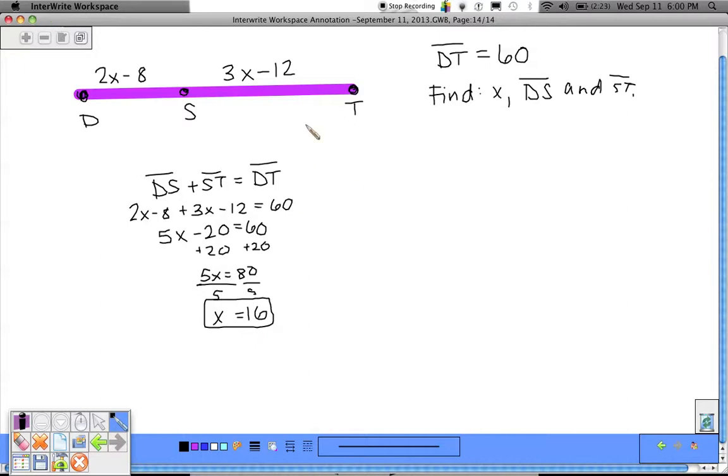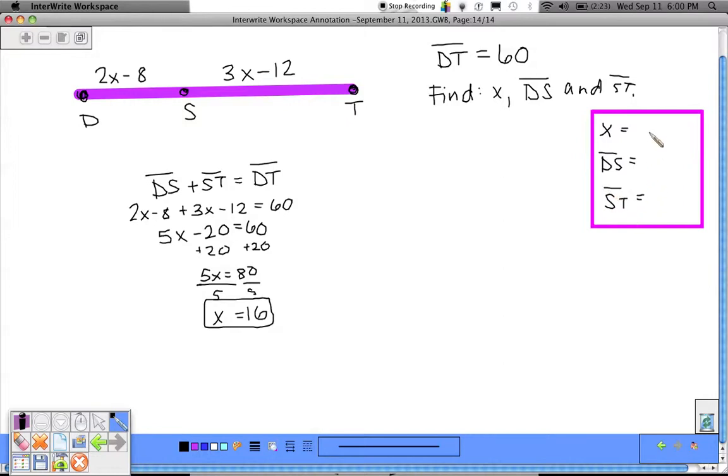Okay? And whenever you have one of these problems, I'd like for you to make a little answer box over in the corner so that you can make sure that you keep all of your answers nice and clear. So we have x and then we have DS, and then we have ST. So we already have one of our three answers. We have x is 16.